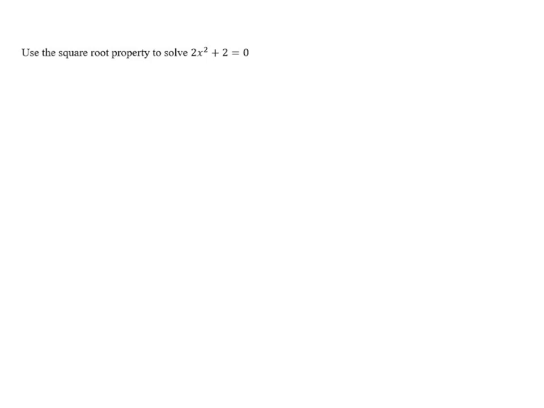Use the square root property to solve 2x squared plus 2 equals 0. This is another one where the perfect square is not yet isolated, so we need to get that x squared alone on the left-hand side before we can apply the square root property.